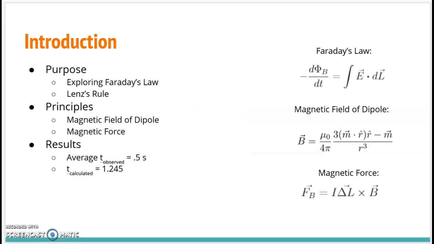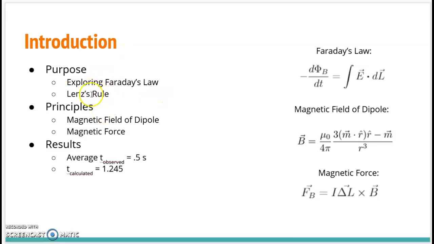In Lab 5, we're exploring both Faraday's law and Lenz's rule. Faraday's law shows that there is a quantitative relationship between the rate of change of a magnetic field and the magnitude of a non-Coulomb electric field. Lenz's rule shows that a non-Coulomb electric field will drive a current in a direction that generates a magnetic field to cause flux to be constant.